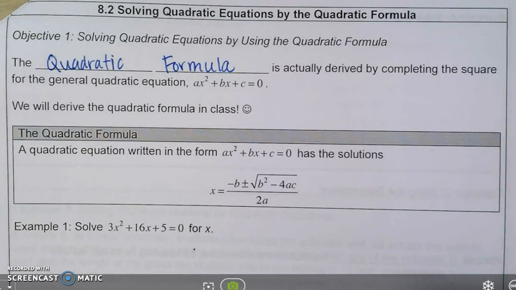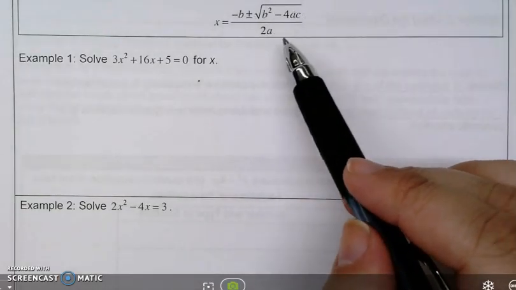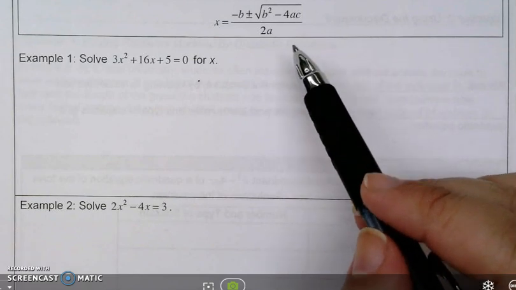All right, so let's take a look at how we use this in example 1. Example 1, so notice our equation here has a, b, and c. We need to be able to identify those from our equation.